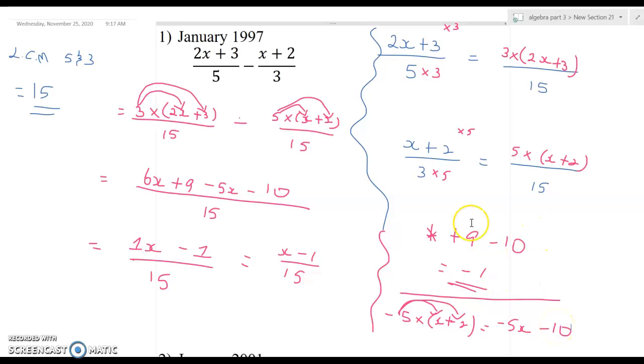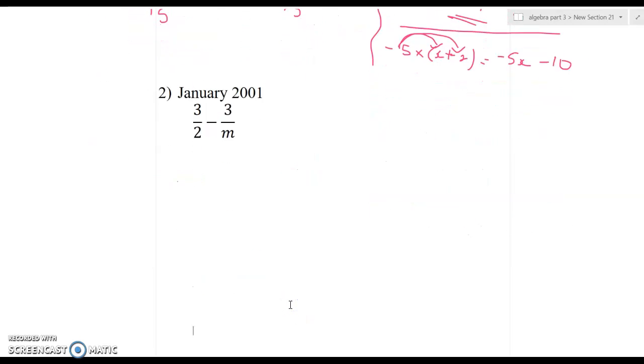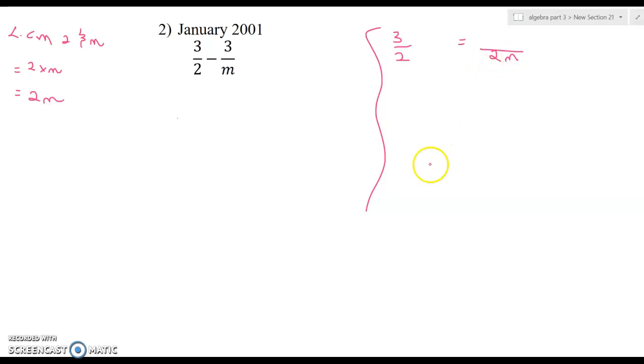Good. So now we can look at the other question down here. So this is January 2001. So find the LCM. So the LCM of 2 and m. Remember, I told you when the denominators are totally different, just multiply them together, right? So this is really 2 times m. So 2m is my new denominator, my LCM, right? So I want to make 3 over 2 a new fraction with the new common denominator, the LCM, and same thing with 3 over m, right?